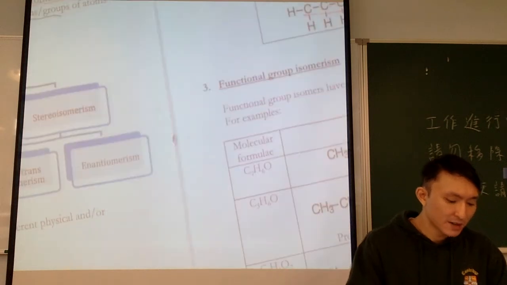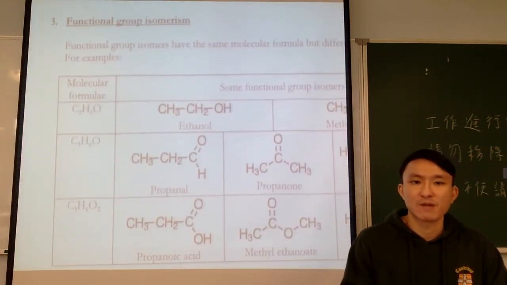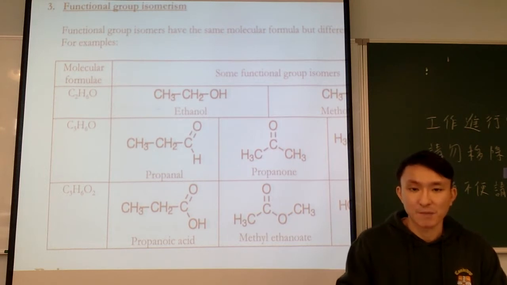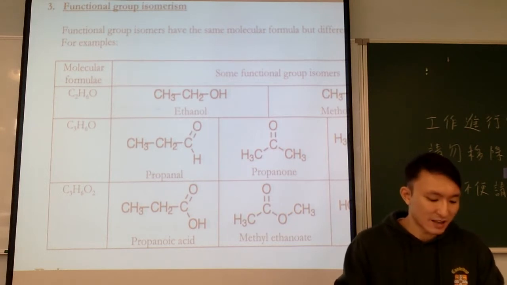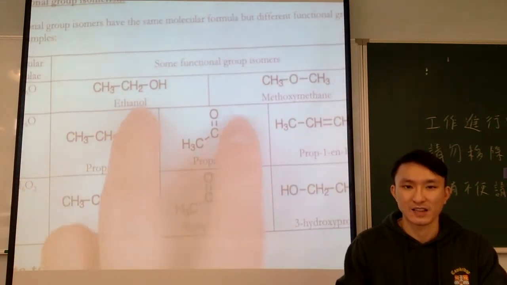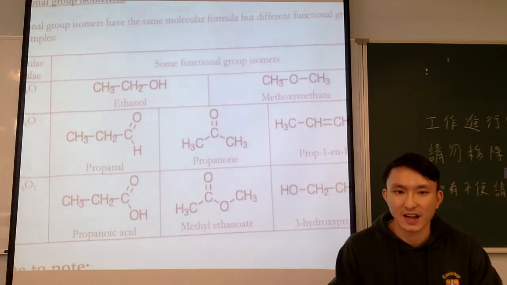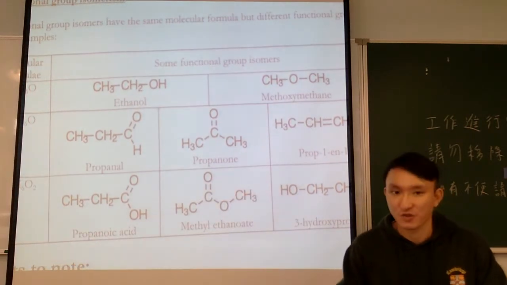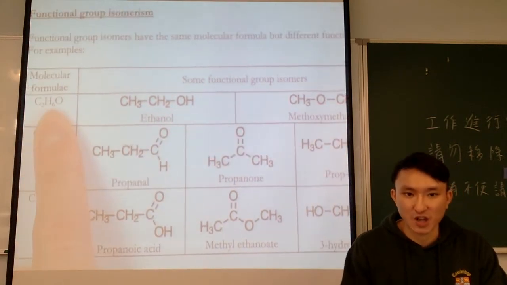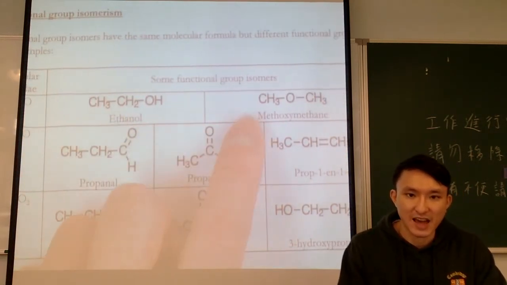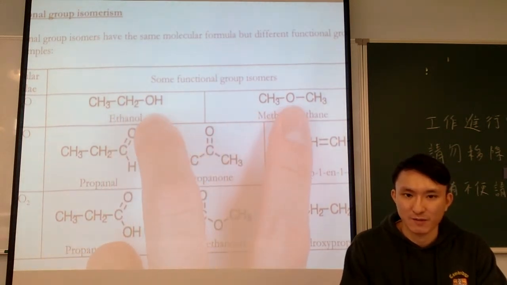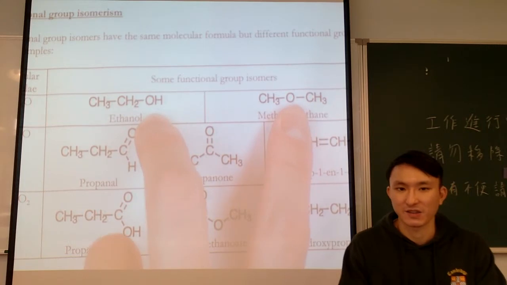Okay? Now, moving on to the functional group isomerism. This one could be the easiest, could be the most difficult. The easiest because it's quite easy to identify if the structures are given, because the different functional group is usually quite obvious. So for example here, C2H6O can represent ethanol and methoxymethane. So obviously the functional group is pretty much different from one another. Okay?